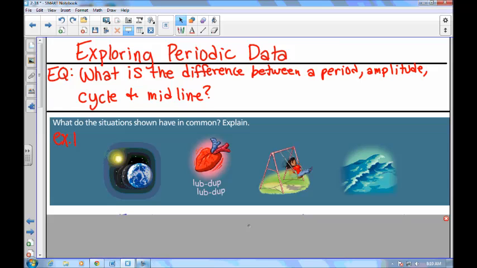All right, it's time to face forward. The time to talk to your neighbor is over. Okay, but there's a hand. What else did you come up with? We've had some good comments so far. Sheila? A cycle. They're repeating their movements. Yep. Anything else?